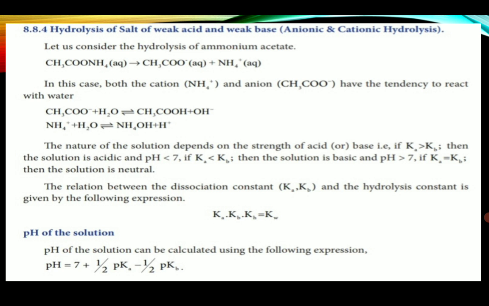So the relation between the dissociation constants Ka and Kb and the hydrolysis constant is given by the following expression, which is Kh equal to Kw by Ka into Kb. So what is the pH of the solution? It can be calculated using the following expression. pH is equal to 7 plus half pKa minus half pKb.